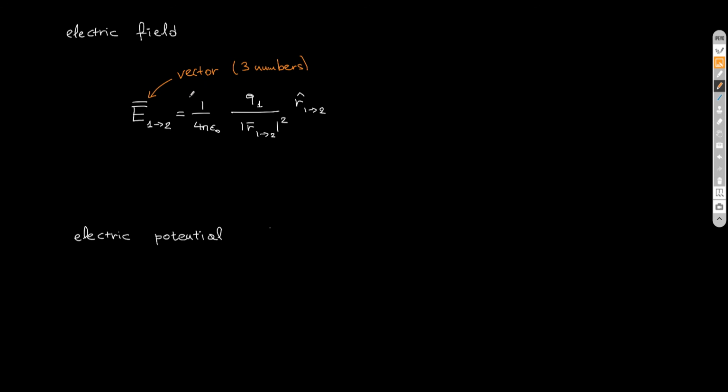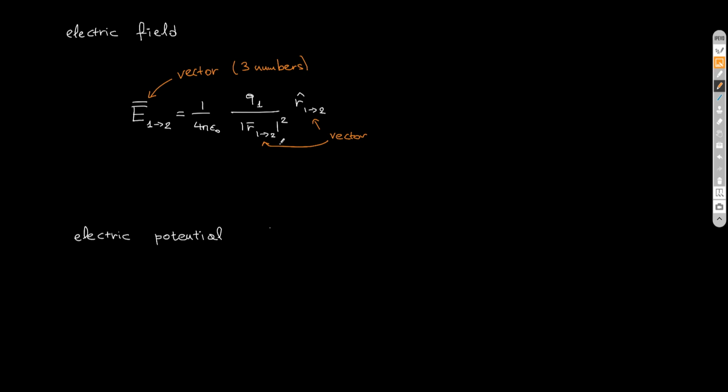Now, because the electric field is a vector, that means that we also need to calculate vectors. So here the r hat is a vector, and also the r vector that goes from 1 to 2 is also a vector. Of course, we do take at the end the magnitude, and that becomes a number, but we have to calculate the r vector that goes from the source charge to the observation location.